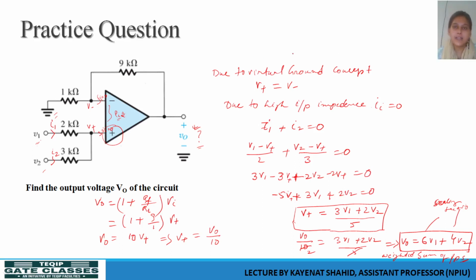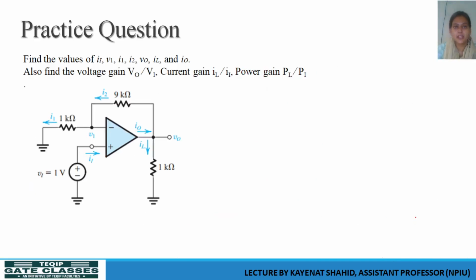I think this is as simple as it looks. We just applied two golden rules and used KCL, and we directly used the formula for the non-inverting amplifier and found the relation between VO and the input voltage, and here we found the output voltage. Okay, so next question. This question is very simple. It is just to show you how we solve it. We have to find I1, V1 and all these things.